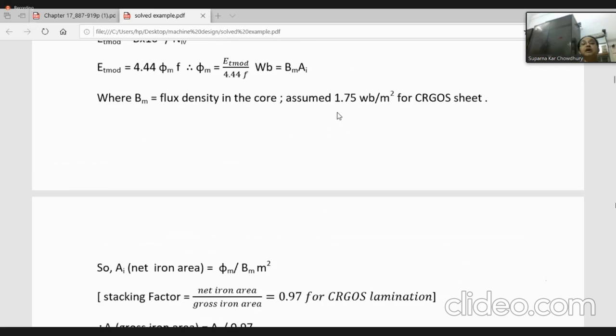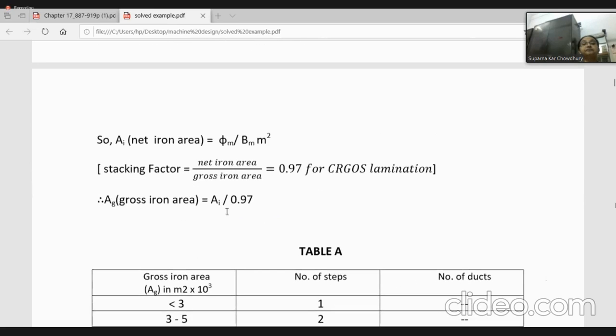So now once you have Ai, that is called the net iron area. Now what is gross iron area? Actually laminations are insulated on both sides. So these insulations are very thin, but some area it will take. So the stacking factor is defined as net iron area by gross iron area. And for CRGOS, taking 0.35 millimeter thick lamination, it is 0.97. So our gross iron area will be Ai by 0.97.